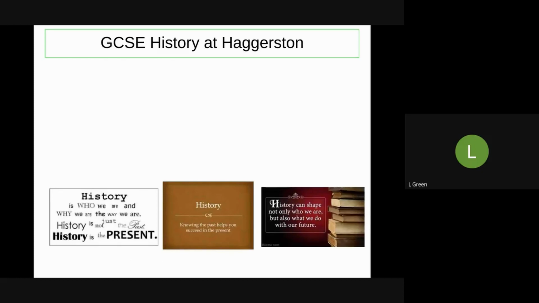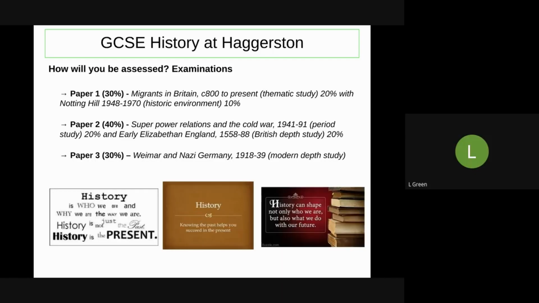I'm here to tell you a little bit about GCSE History at Haggerston and why it is such an excellent choice. So first of all, I want to talk through the structure of History GCSE. In terms of how you'll be assessed, there is paper 1 worth 30% on migration in Britain from 800 to present, along with a thematic case study on Notting Hill. There is paper 2, which is your biggest paper, that's 40%, Cold War and early Elizabethan England. And then there is paper 3, 30%, that is Weimar and Nazi Germany.